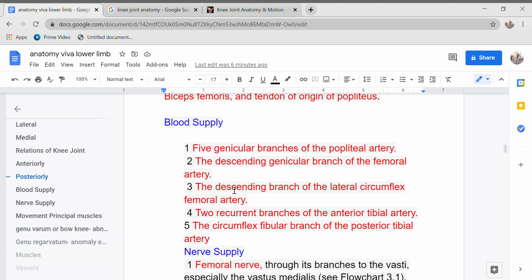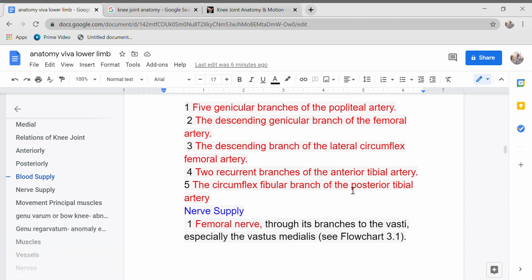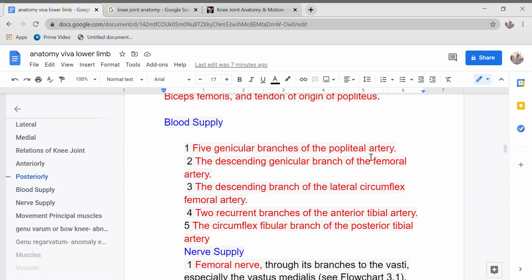Blood supply is from five genicular branches: a descending genicular branch of femoral artery, descending branch of lateral circumflex femoral artery. Okay, the two recurrent branches from anterior tibial artery and posterior tibial artery. So you have genicular branches, you have the lateral circumflex descending branch, you have the descending branch of femoral artery, and there will be a circumflex fibular branch of posterior tibial artery. Anterior tibial artery recurrent branches, posterior tibial artery. These arteries take part in the anastomosis of the knee joint.